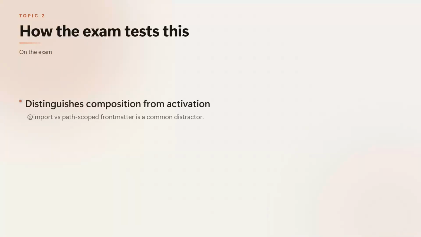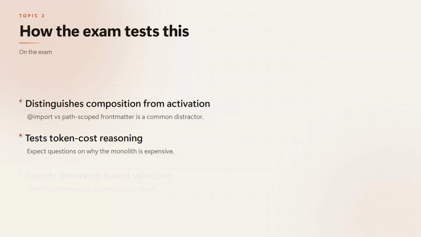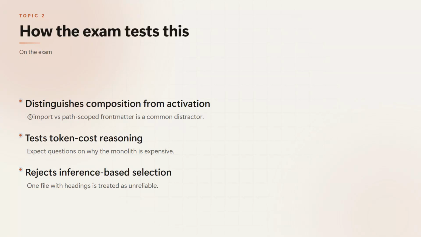The exam will test the distinction between import composition and path-scoped conditional activation. A common distractor is a scenario that sounds like path scoping but is really about composing per-package standards. You must choose import. They will also ask about token costs. The monolith burns tokens on every turn, and that is the reason to split. Finally, they will reject the answer that keeps one file with clear headings and trusts the model to pick the right section. That is testcraft. Know the difference and why it matters.